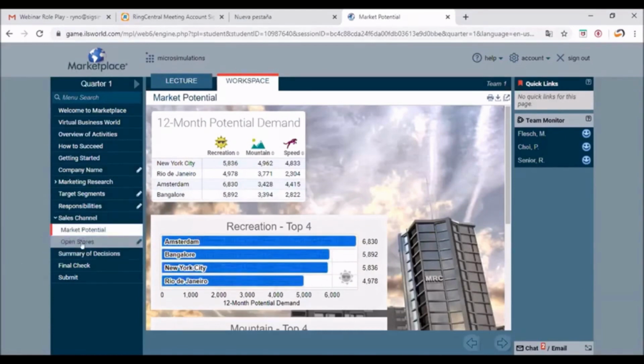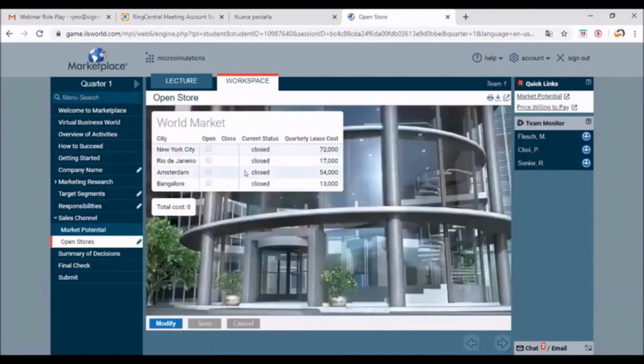In the case of the cost of the selling points, the most expensive office belongs in New York City, which is 72,000 per quarter. It's followed by Amsterdam at 54, and then the lowest one is Bangalore at 13,000, and Rio de Janeiro is closer at 17,000.